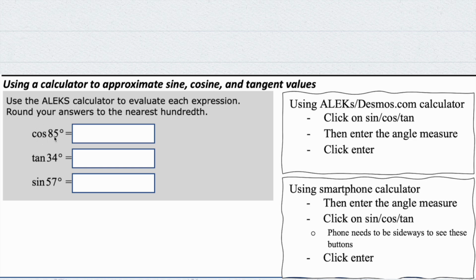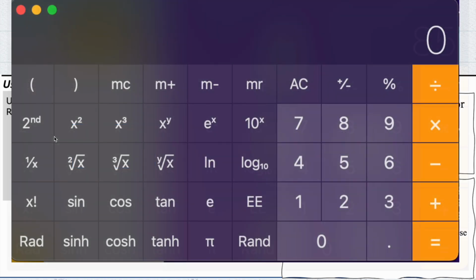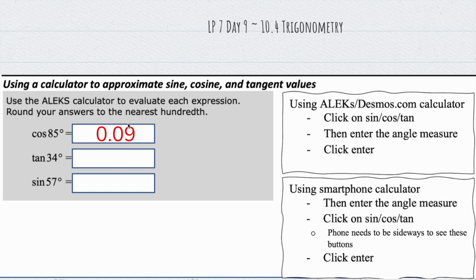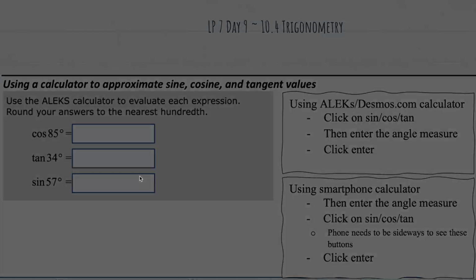So if I have the cosine of 85, I'm going to type in 85, and then I'm going to click the cosine button. And that's going to give me a decimal of 0.09. And I rounded to the nearest hundredth, so I did have to round this number. So now I would do the same thing for the tangent of 34. I would type in 34, and I'd click the tangent button. You get 0.67. And then I would type in 57 and click sine. You get 0.84.